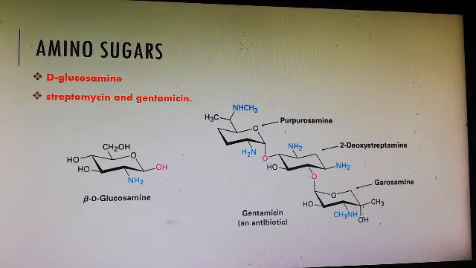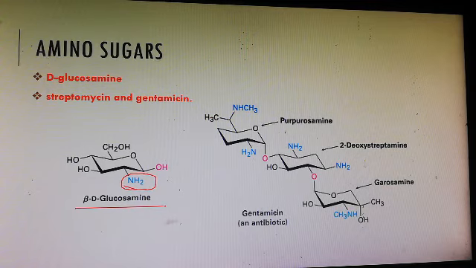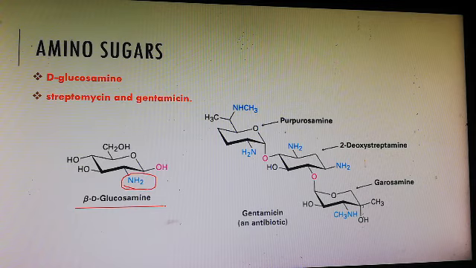So, another important carbohydrates are the amino sugars. Amino sugars have an OH group replaced by NH2, our amine. There. So, our example is beta-D-glucosamine. The amino sugars that are known are streptomycin and gentamicin. So that ends our discussion about carbohydrates.